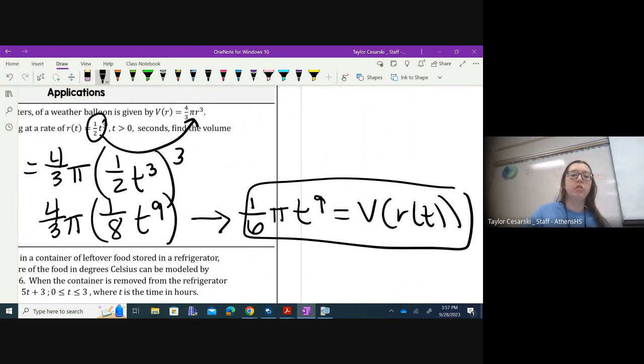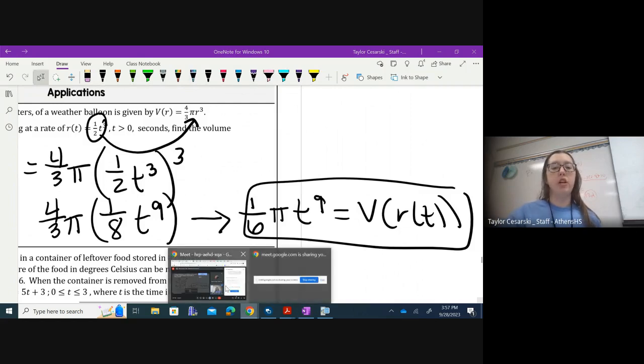Again, composition of functions can be kind of fun. If you get the hang of it, it's not too bad. Again, it's just the idea of instead of inputting a numeric value, I am inputting a function and evaluating it from there.